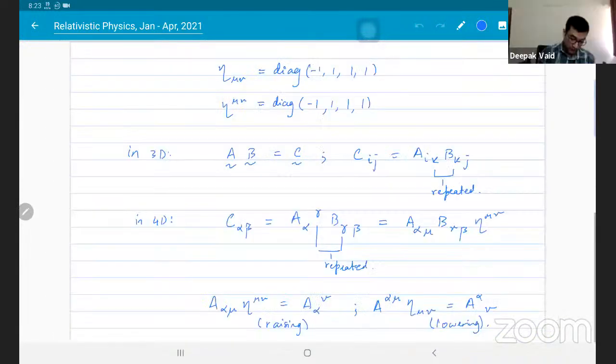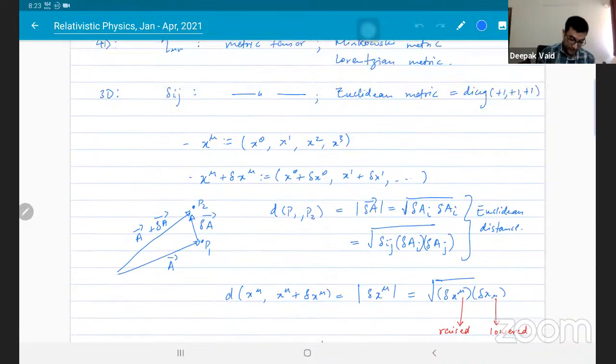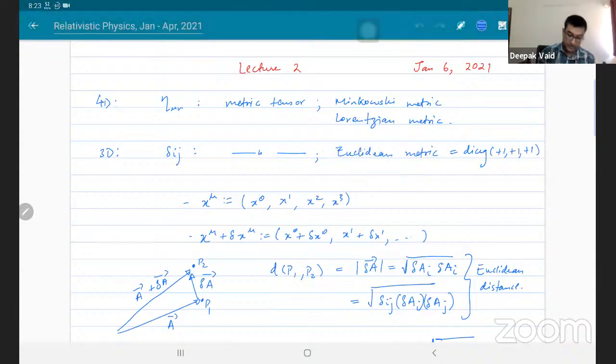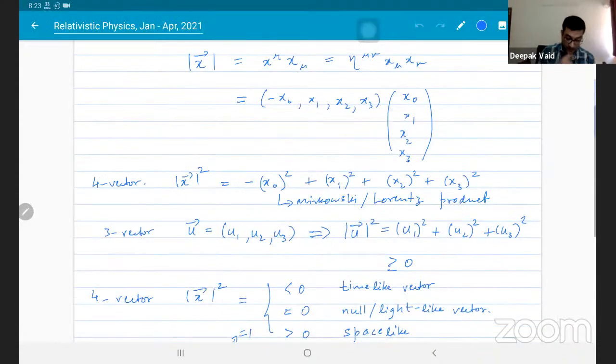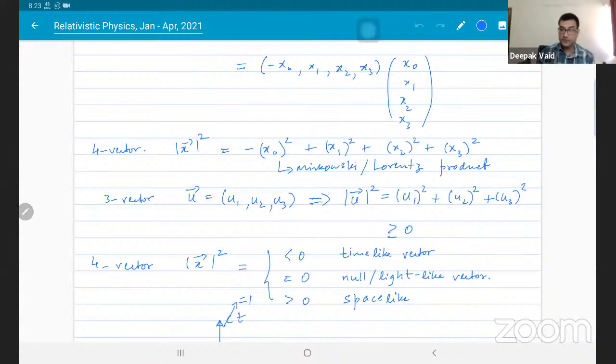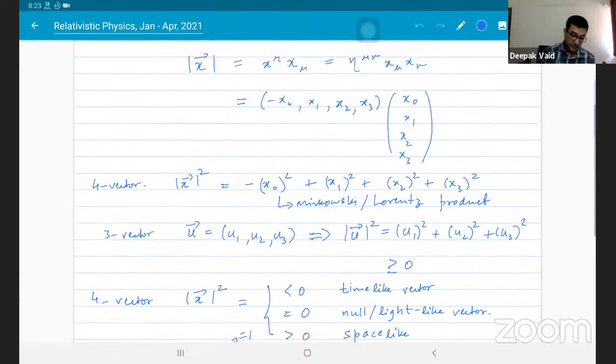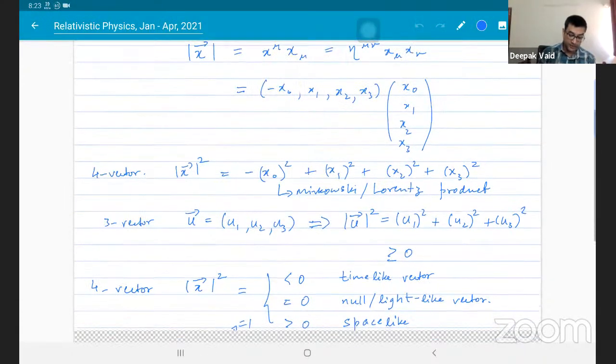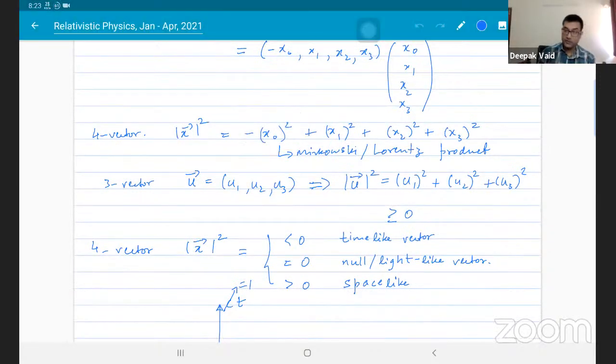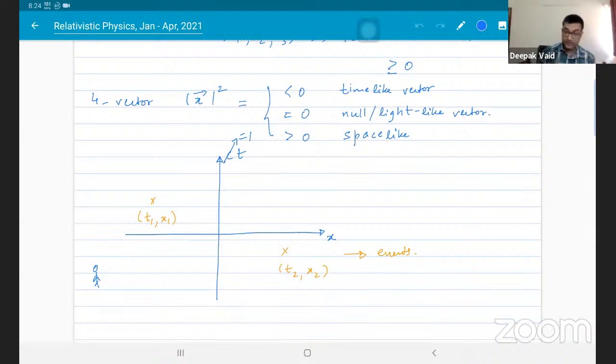So the Euclidean inner product is what? Euclidean inner product is when I just have 3 indices, right? All spatial indices. So the Euclidean inner product is always positive definite. It is 0 when the 2 points are the same, or it's greater than 0. But this 4 vector, this Minkowski inner product, because of this negative component, it can be either negative or 0 or positive. So you can understand what these different things mean by drawing something called a space-time diagram.